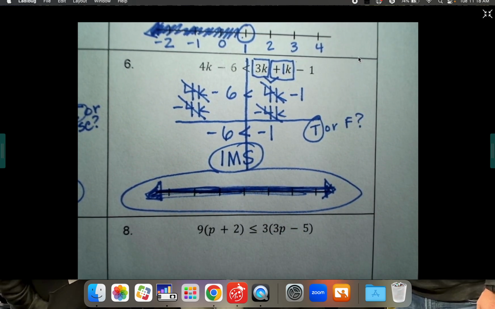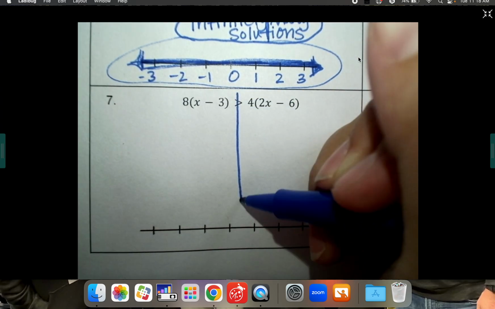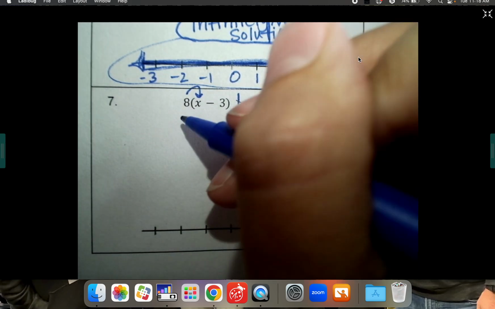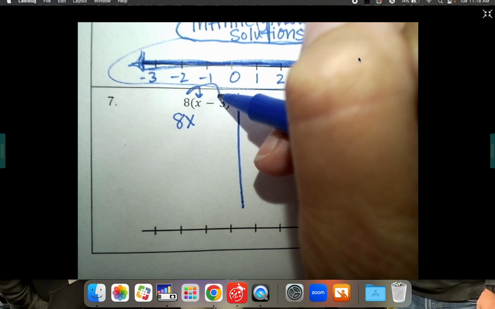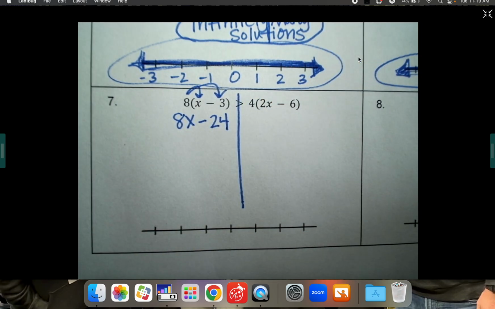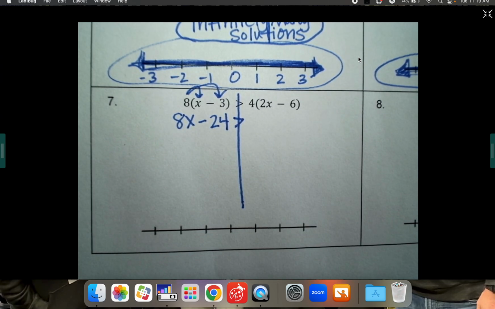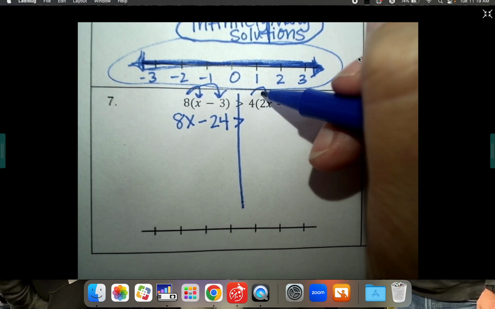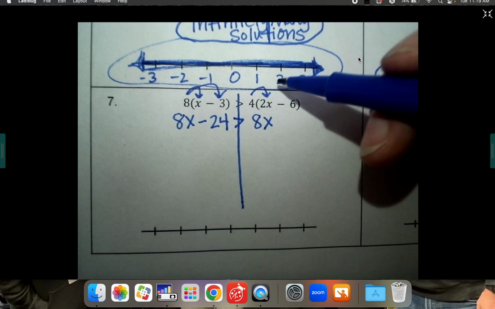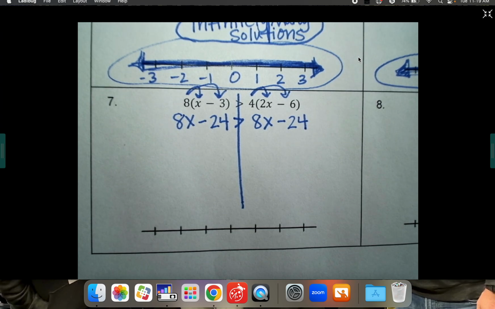Okay, let's move on to number 7. Number 7 has double distribution. You guys can do this. 8 times x is 8x. 8 times negative 3 is negative 24, so it looks like minus 24, is greater than, let's distribute on the other side, 4 times 2x is 8x, and then 4 times negative 6 is negative 24.